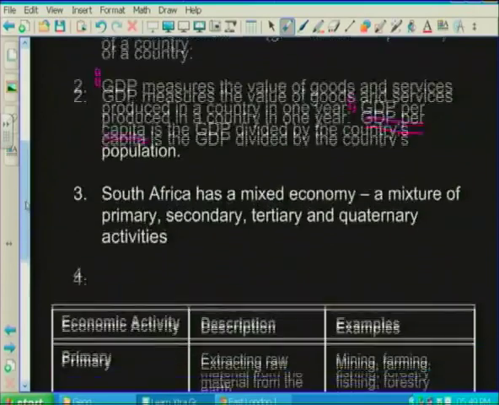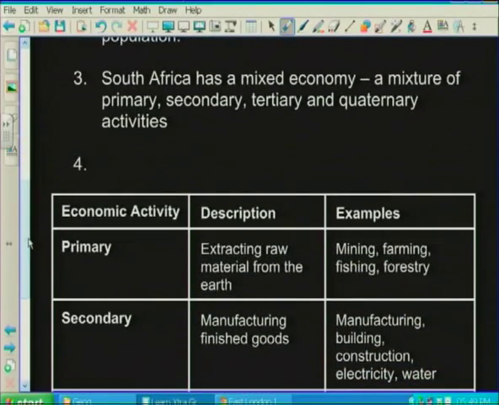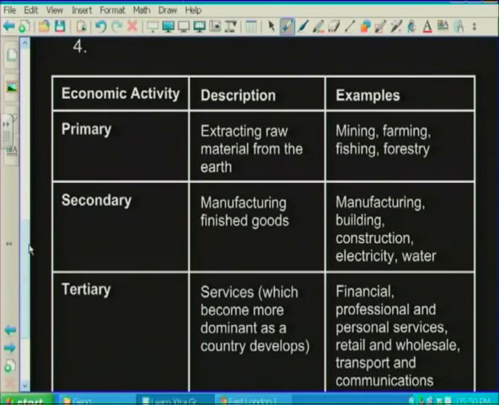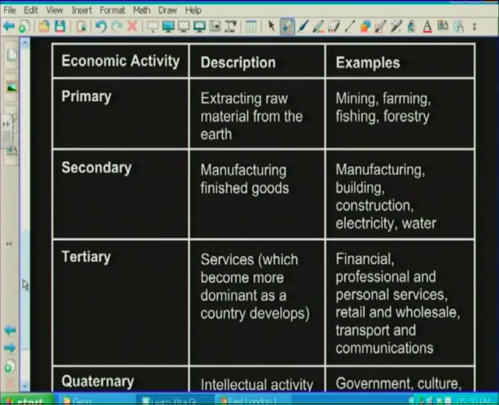Number 3, South Africa has a mixed economy because we rely on a mixture of primary, secondary, tertiary, and quaternary activities. And here's a summary of those things you would have studied, or hopefully you would have learnt about. Primary activities, we're dealing with anything that extracts raw materials, that uses the physical earth, and that would be your mining, farming, fishing, forestry. There could be others here as well. Hunting and quarrying is also considered to be a primary activity.